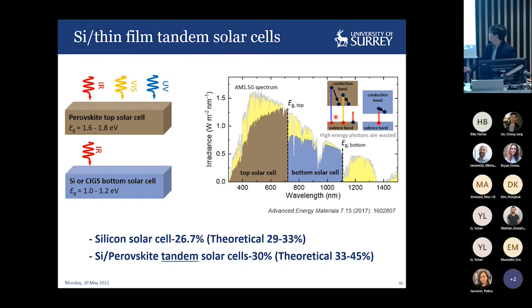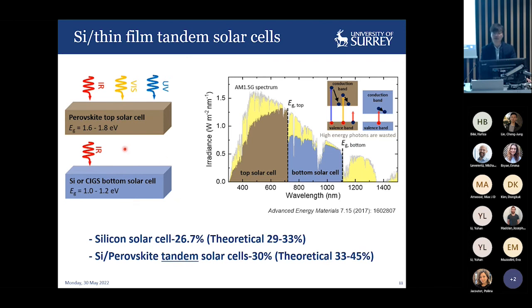So if you can see this graph here, you can see that bottom solar cells made of silicon can cover the wavelengths from the IR range, and this has been the most effective range for silicon solar cells to produce power. And the top cells are in the visible range, and you can effectively produce electricity from around 300 to 700 nanometers of the wavelength spectrum. So theoretically, a silicon cell itself can have an efficiency around 26.7. That's record efficiency. And theoretically, they cannot have more than around 29 to 33% efficiency.